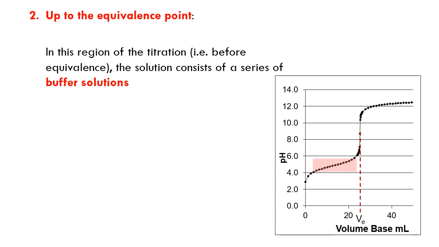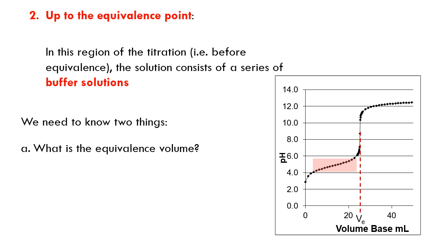So as our base is being added to our solution of our weak acid, we see that the pH starts to increase. In this region of the titration, the solution is going to consist of a series of buffer solutions. And so we're going to examine how the pH changes up to the equivalence point for your titration. We need to know two things. We need to know what the equivalence volume is for our reaction, and we need to be able to calculate the pH of a buffer solution.